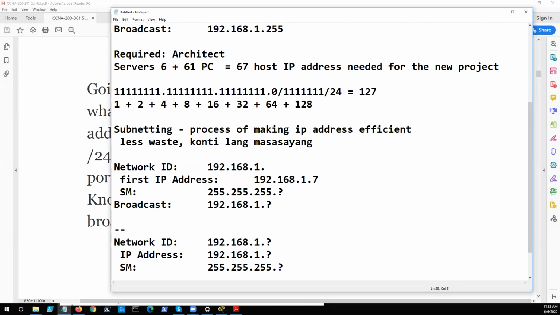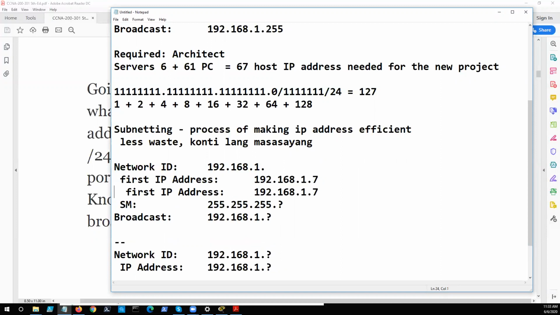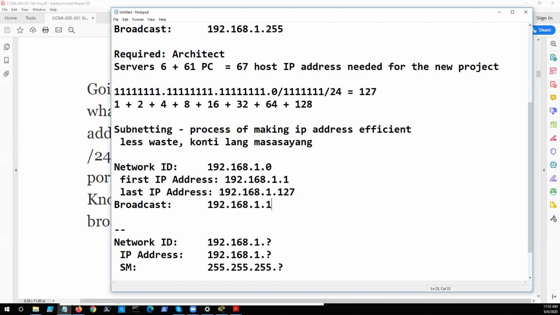So, magiging last IP mo. So, first IP address. So, meron kang last IP address. Last IP address will be, since nag-start tayo sa 0, di ba? First IP, 1. Last IP is 127. So, ano magiging broadcast mo? Yung susunod, 128. Okay, validate nga natin to. No, no, no. Okay, so last IP address, 126. So this will be the broadcast.